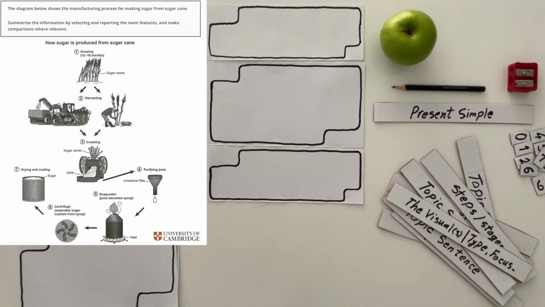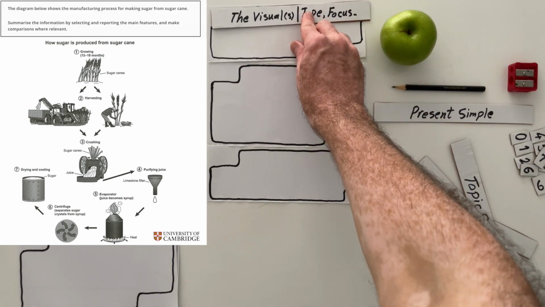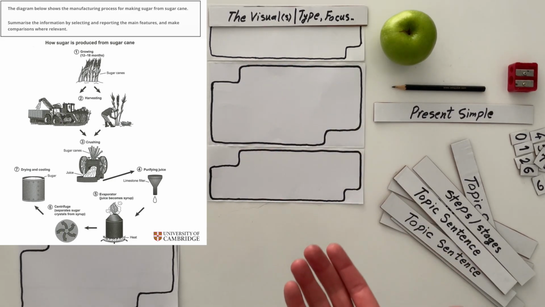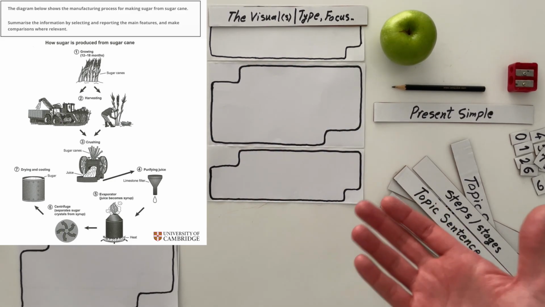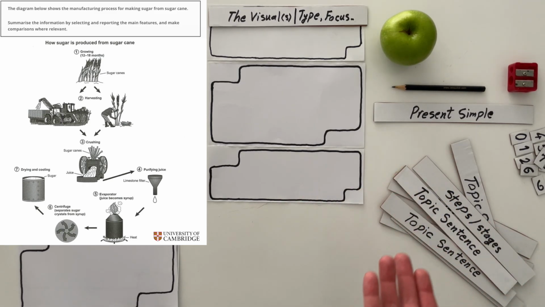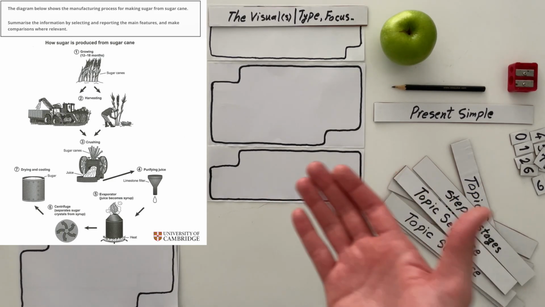All right, now after studying this, I see numbers, I see names of machines, and I see some names of stages. All right, we are ready to start the first sentence. Remember that we are using present simple. And we need to say the visual. What is the visual? The visual is a diagram. So it's not a line chart, it's not a pie chart. You can address it as the visual given or the diagram given.